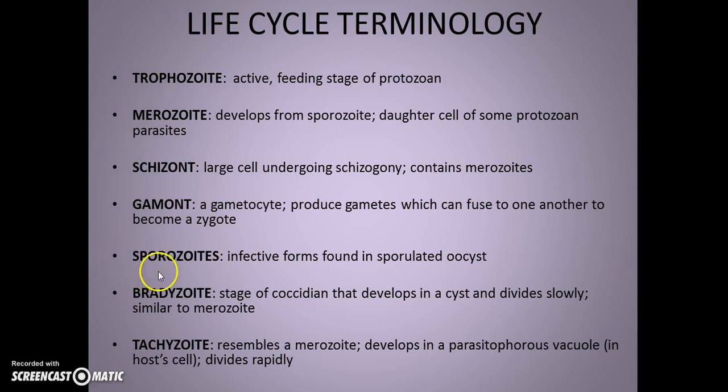Sporozoites inside of an oocyst, bradyzoites and tachyzoites. These are different stages involving coccidians. Bradyzoites will multiply or replicate slowly inside of a cyst, whereas tachyzoites will divide rapidly and can actually cause a lot of problems in the host because they are dividing so rapidly. So this is just to get you started for our intro into protozoans. So we'll get started with protozoans 1 through 4.